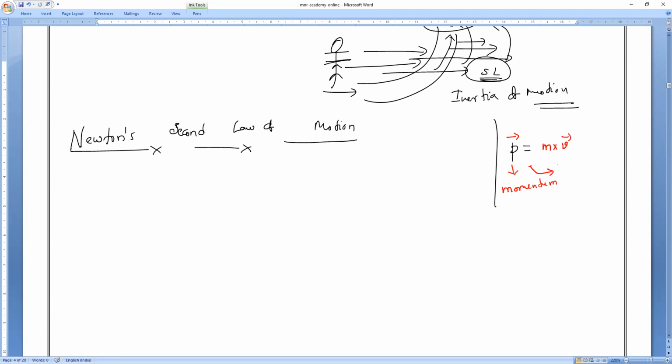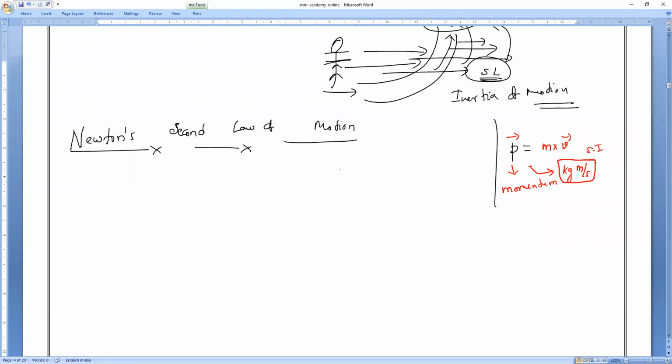So what are the units of momentum, everybody? Mass is in kilograms, velocity is in meters per second. These are the SI units of momentum. Am I right or wrong, everybody? Yes? All of you? Yes. So, sir, what is Newton's second law of motion? All of you observe very carefully.